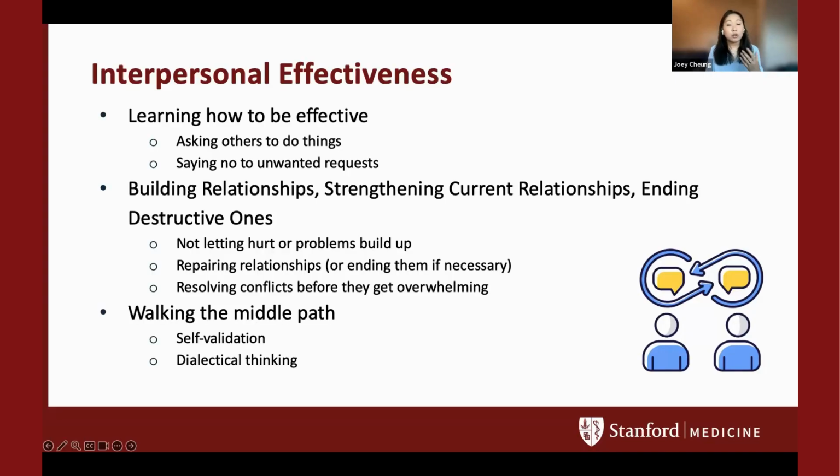And lastly, learning how to walk what we call the middle path: if we're unable to get validation and support from other people in our environment, building up our own capacity to self-validate so we can lessen the blow that we would get from our invalidating environment.